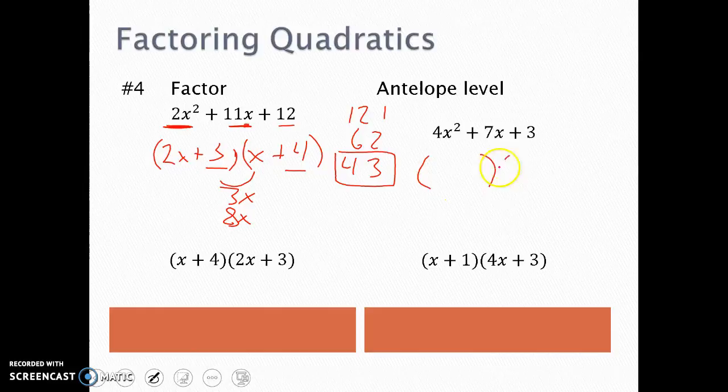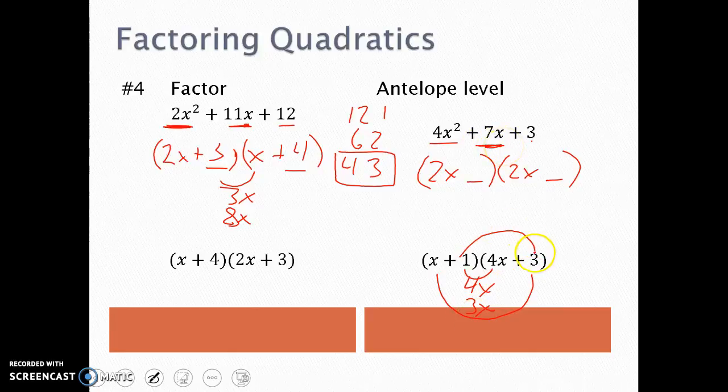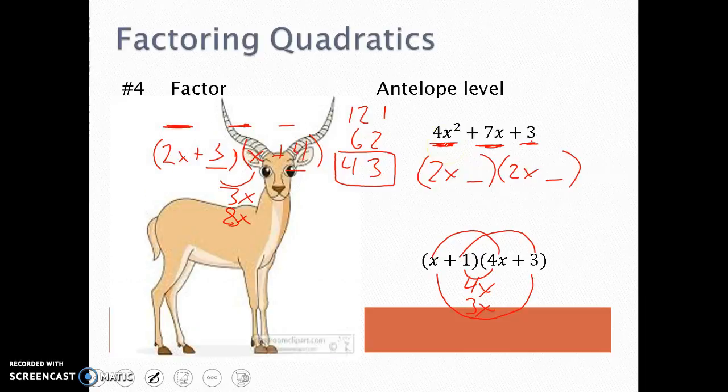Now you may have started this one by putting down 2x times 2x because that does give you 4x squared. And you go through all the possibilities of things that give you 3 and they didn't work. And so then you'd have to erase your 2's and put down an x and a 4x to see if you can get it to work. And this does work because 1 times 4x is 4x, x times 3 is 3x, and 4x plus 3x does give me 7x. 1 times 3 does give me 3, and x times 4x does give me 4x squared. So if you're able to do that, you have reached the antelope level, and you are moving up.